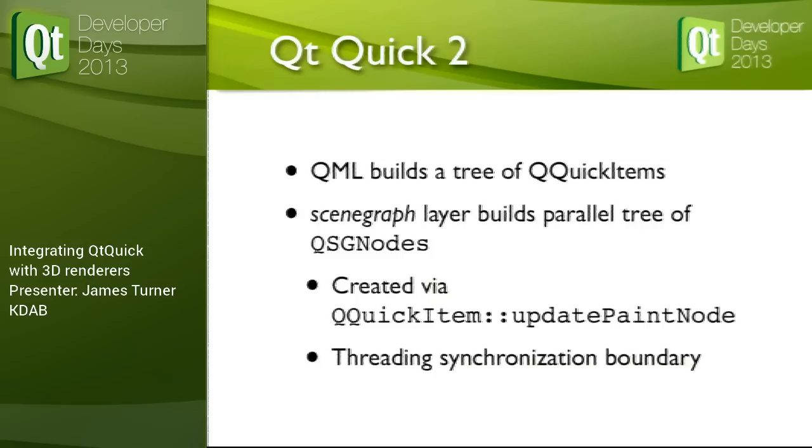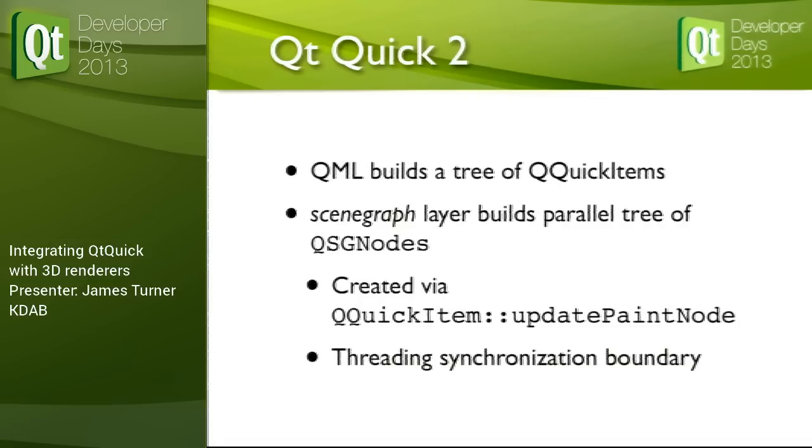And this is just a folder. If you go and look at the source code, there's a folder called scene graph inside QtDeclarative/QtQuick/scene graph. And it builds a completely parallel tree of things which are called QSG nodes, so Q scene graph nodes. And this is what does the rendering.